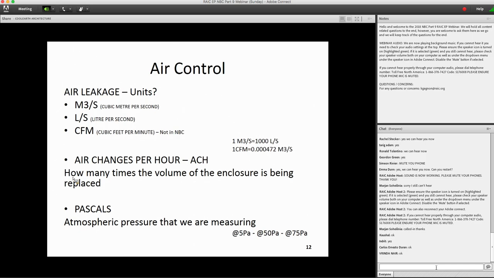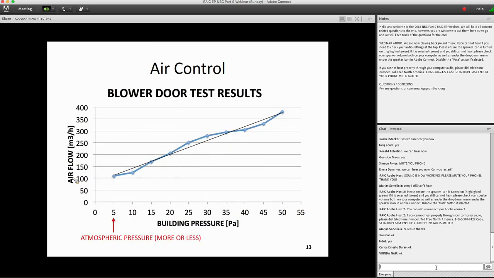The units we use for measuring pressurization are pascals, and you're going to see it at 5 pascals, 50 pascals, or 75 pascals usually. So we turn on the fan and we do different measurements at 5, 10, 15. This is a graph that shows the numbers that we're taking from a measurement, and if you have a line that's kind of working well, you can use this information for the characteristic of the air leakage of the building.